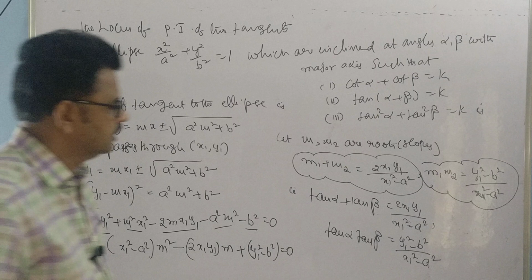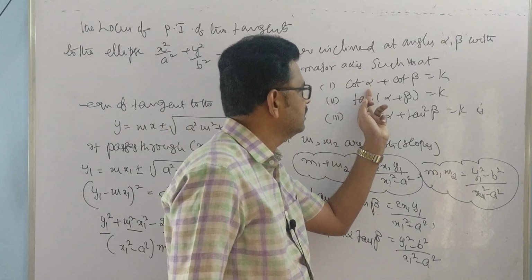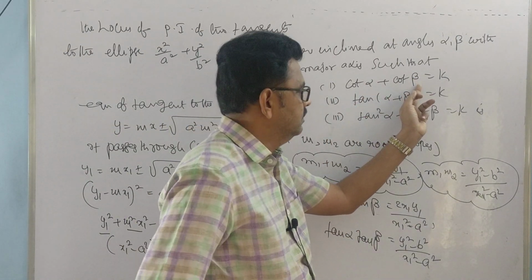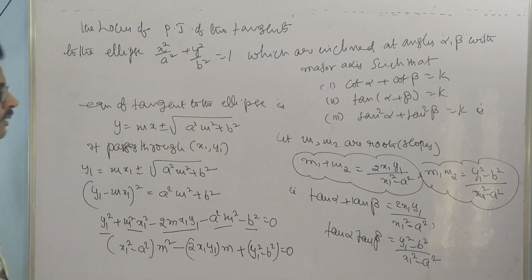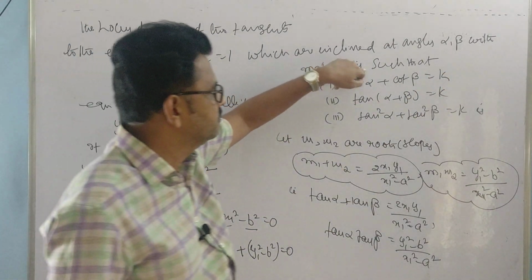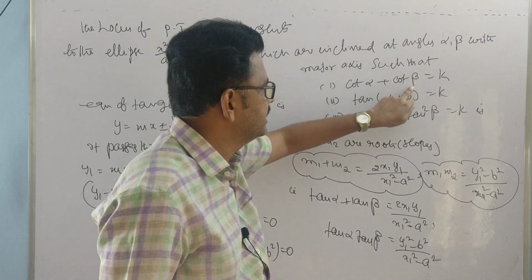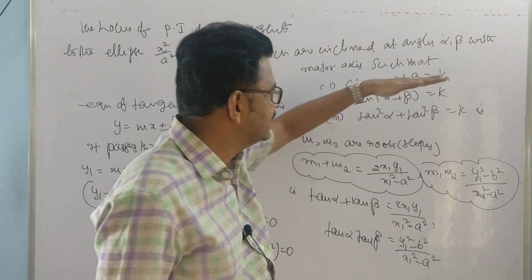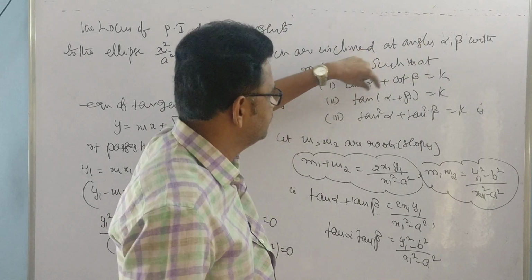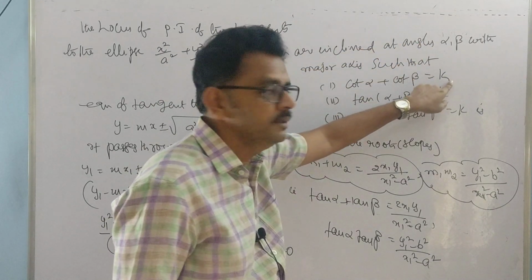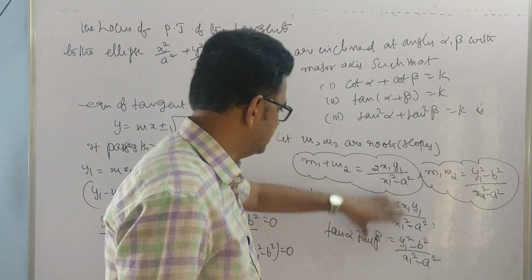Okay, now we go for the first problem. Cot alpha plus cot beta equal to k. Where cot alpha is what? You write 1 by tan alpha plus 1 by tan beta equal to k. By taking LCM, this is tan alpha plus tan beta by tan alpha into tan beta equal to k. Now we have both the values.